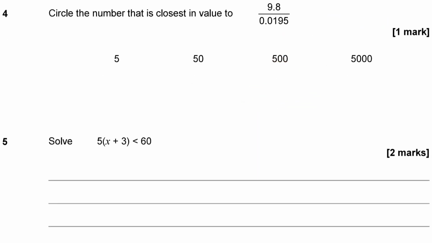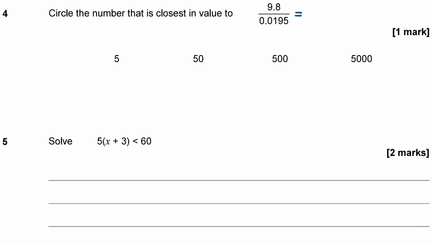Question 4. Circle the number that is closest in value to 9.8 divided by 0.0195. Okay, so I've got some various choices. So basically I need to work out the magnitude of this number really. They're all going to begin with 5. So let's round off these two numbers to one significant figure and then see what we get.